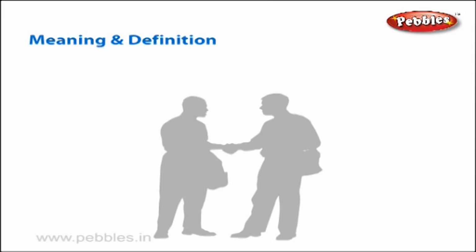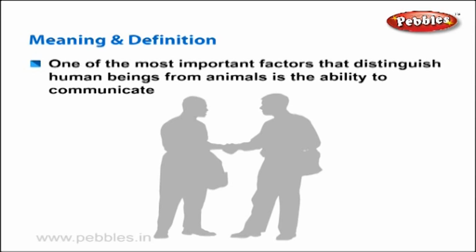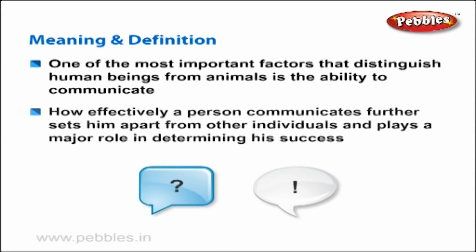One of the most important factors that distinguish human beings from animals is the ability to communicate. How effectively a person communicates further sets him apart from other individuals and plays a major role in determining his success.